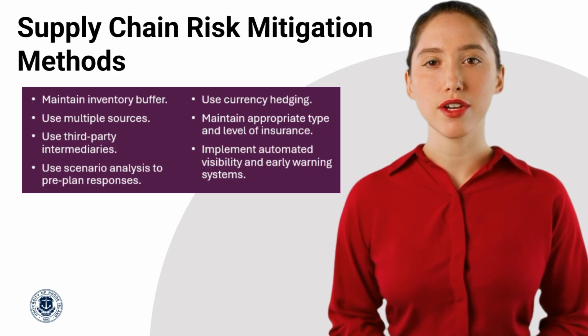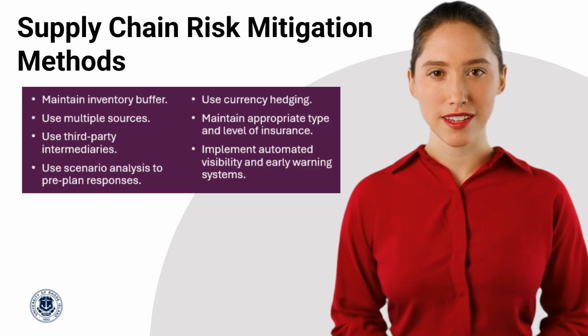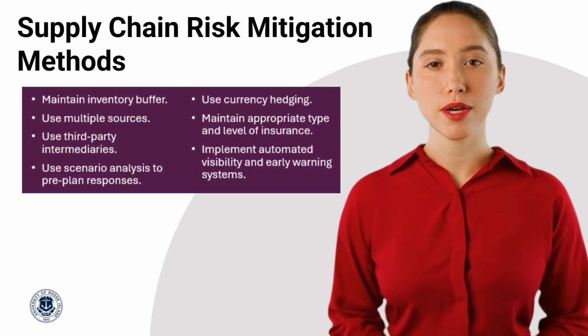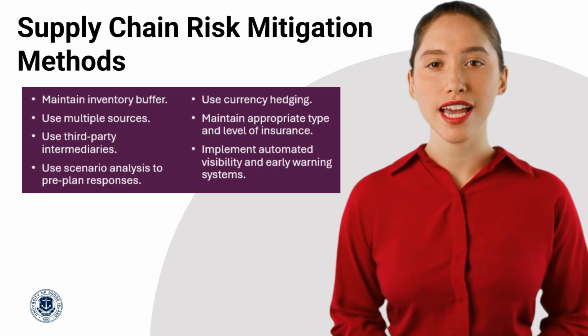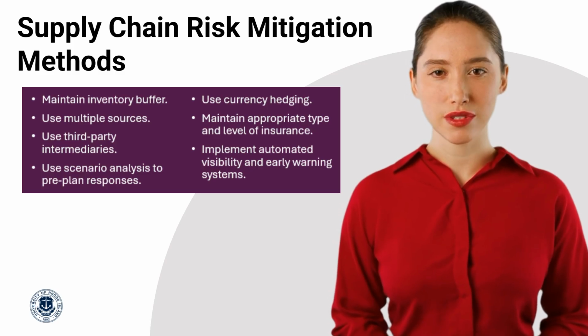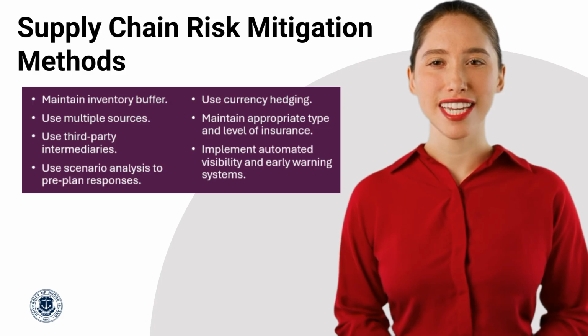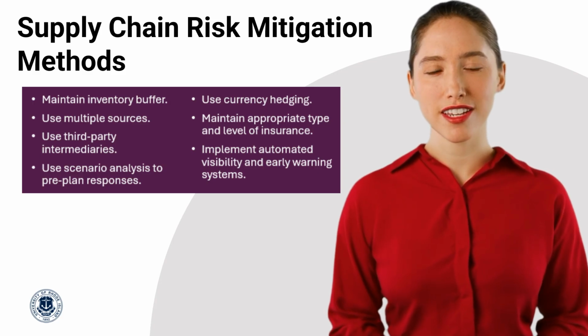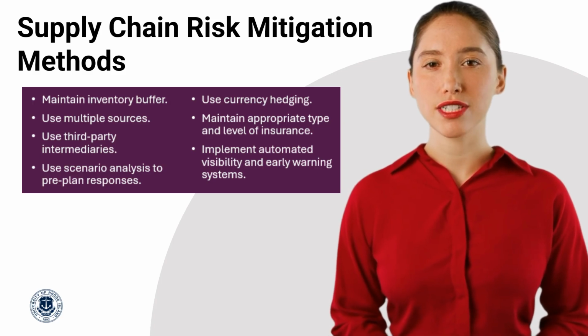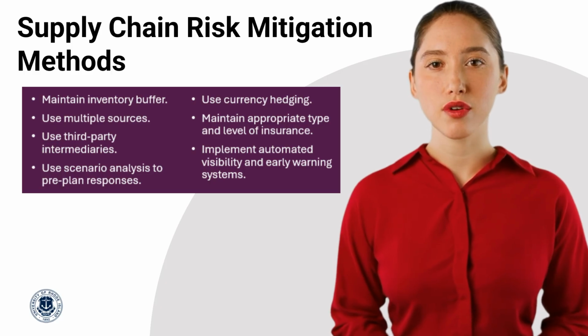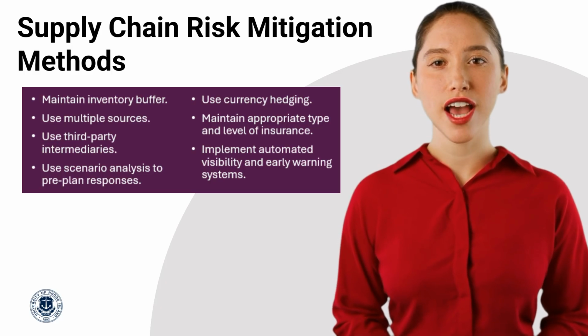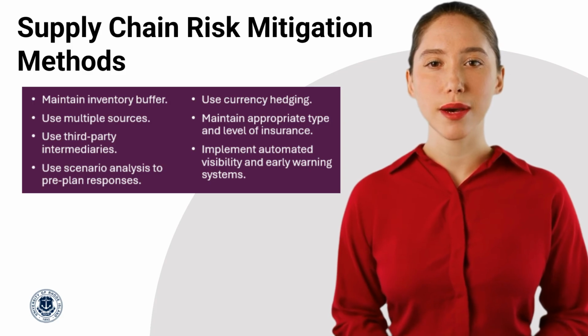Companies also use third-party intermediaries such as freight forwarders and logistics specialists. These organizations handle shipping coordination, documentation, and customs compliance, reducing the likelihood of delays and international shipping problems. Scenario analysis is another important tool. Firms conduct what-if planning to prepare contingency plans before disruptions occur, allowing faster response when unexpected events happen.